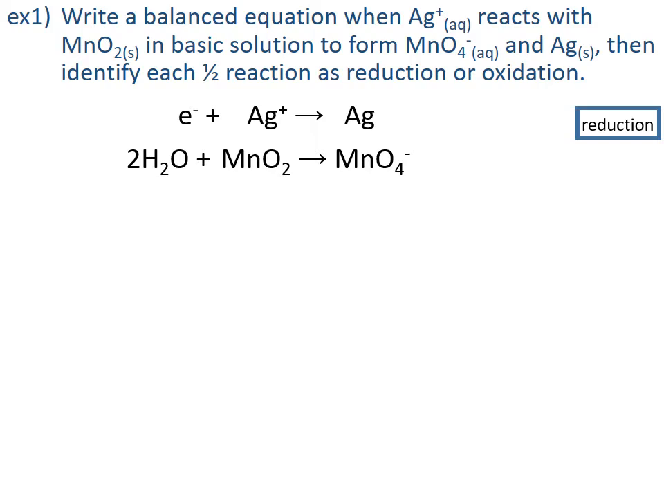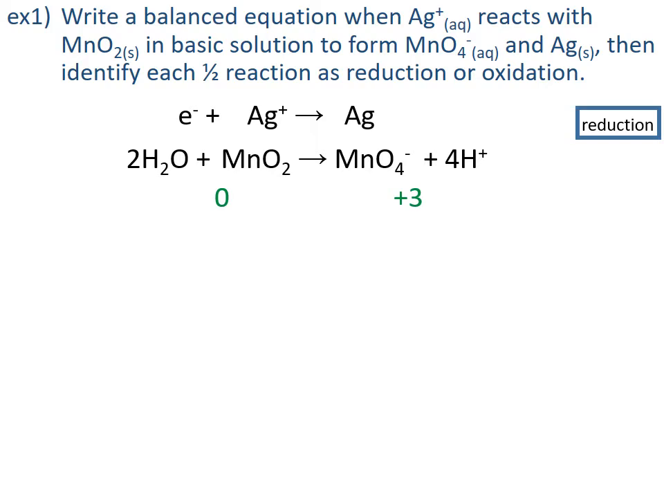Now to balance out hydrogen, I have 4 on the left, none on the right. So I need 4 more hydrogens on the right. So I add 4 H+ to the right-hand side. Now to balance charge. I have a charge of 0 on the left. On the right, I have a -1 and a +4. So that is a +3 overall.